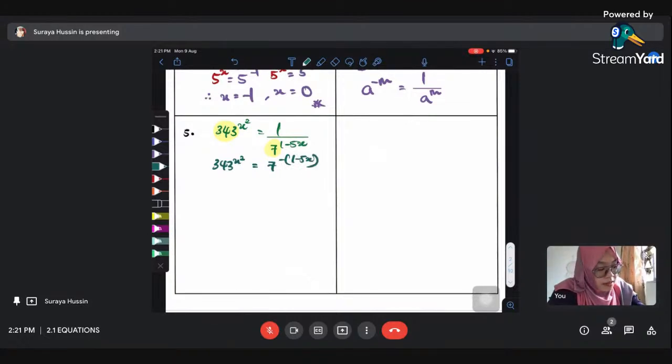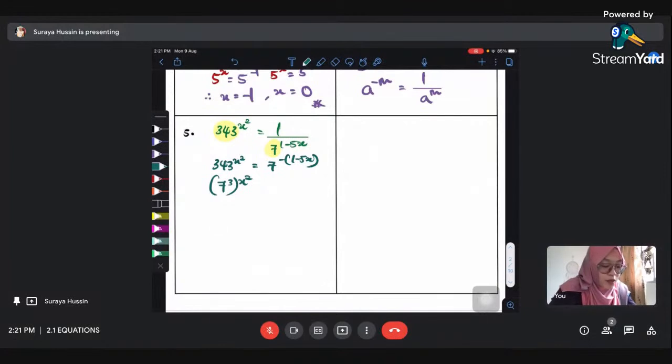So macam mana saya boleh dapat yang ini? It's just because of this formula here. So you kena mahirkan basic tu, ya. So now I know that 343, what does it mean? 343 is 7 to the power of 3.